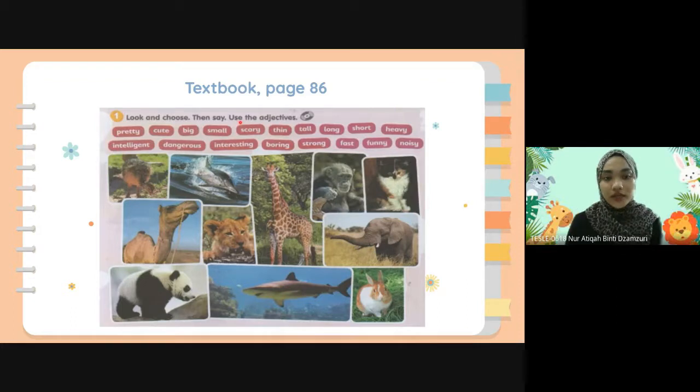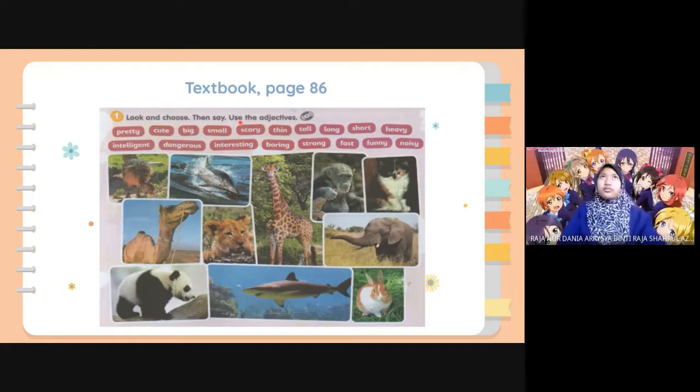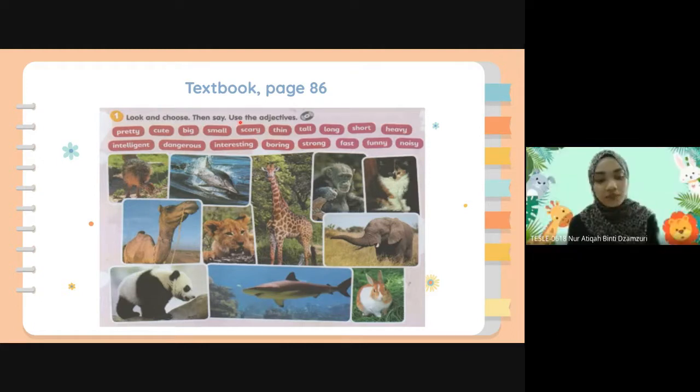Okay, last one. The yellow one. What is that? Cheek. What is the meaning of cheek? Anak ayam. Very good. Cheek is anak ayam.